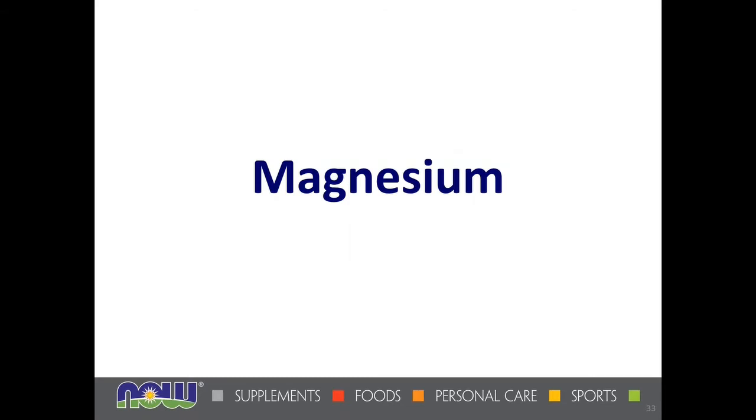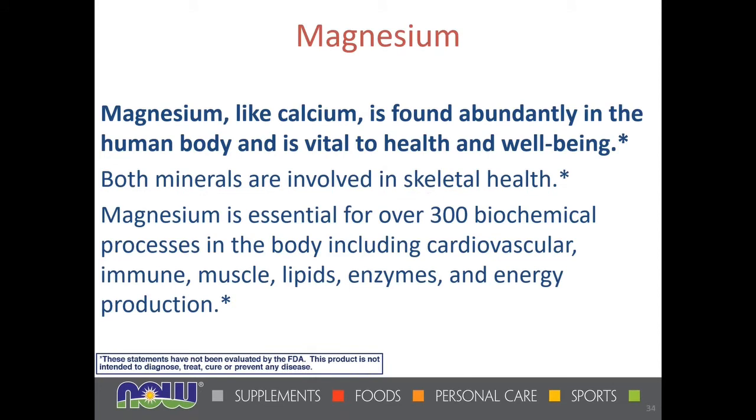And magnesium is another important mineral, the other main focus of this presentation. It's another mineral that's found in the human body. Both minerals are involved in skeletal health. Magnesium has been credited with being essential for over 300 biochemical processes in the body. The latest number I've seen is about 360 that have been discovered so far. Essential for cardiovascular function, immune function, muscle function, fat metabolism, enzyme production, energy production in the body are just some of them.